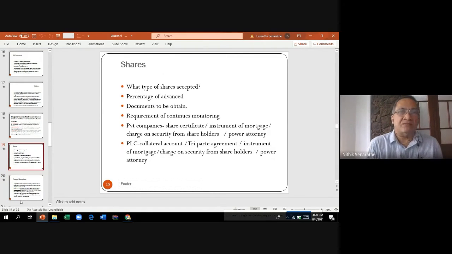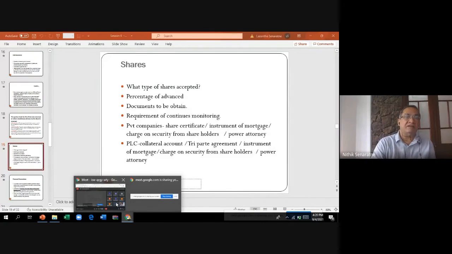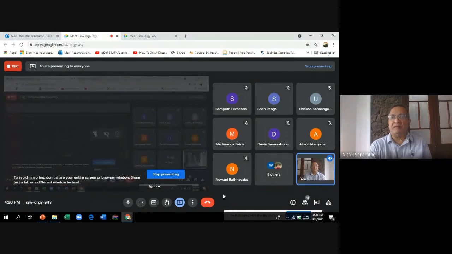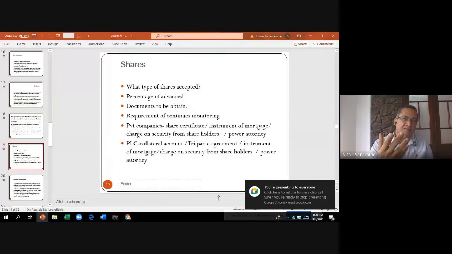Right, shares. What type of shares are accepted? Here you can lend against shares. The recommendation is that you lend against listed shares, because listed shares you can sell at any moment. If it is private or public unlisted shares, you will not be able to sell quickly or convert into cash. So the best would be you lend against listed shares, for you to convert that into cash in a short period.